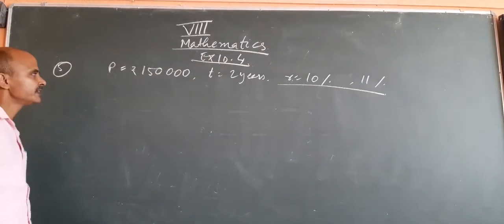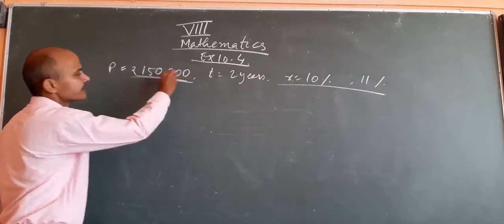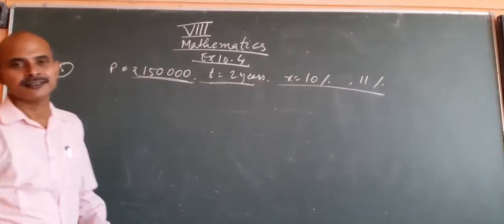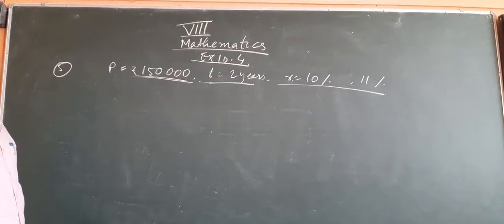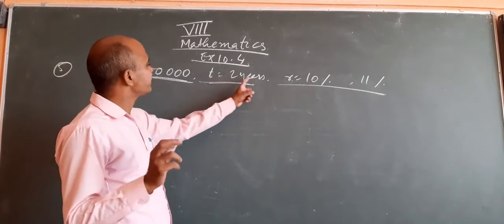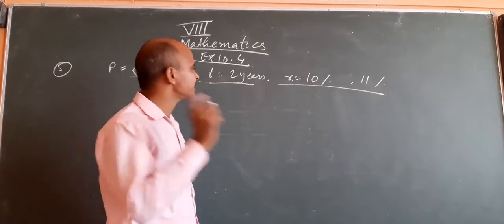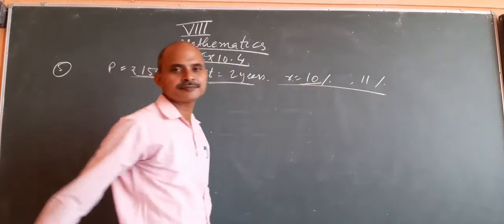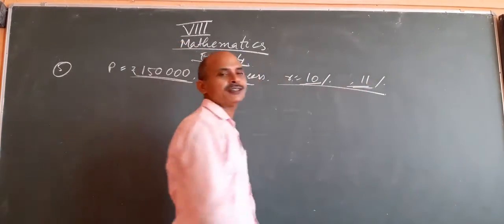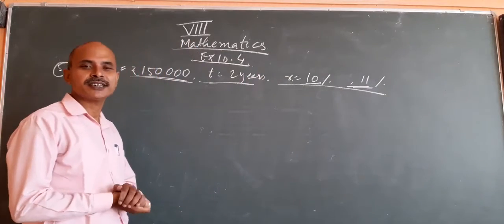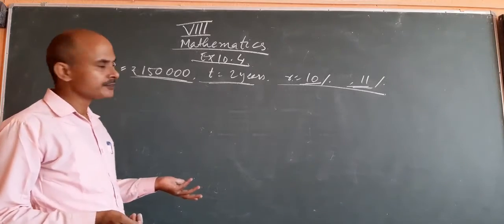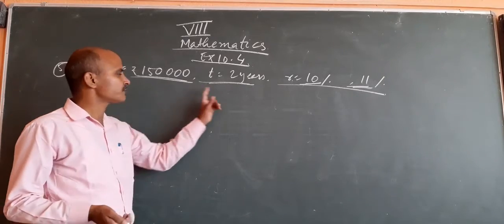Question number 5. Principal is rupees 1,50,000, time 2 years. Rates are varying. Rates are changing. Out of the 2 years, the rate for the first year is 10% and the rate for the second year is 11%. We have to find the compound interest over the period of 2 years. As earlier, we will first calculate the interest for the first year.